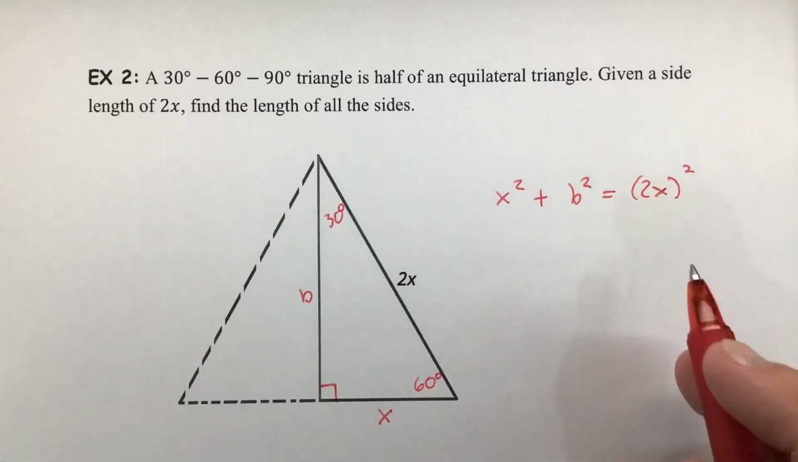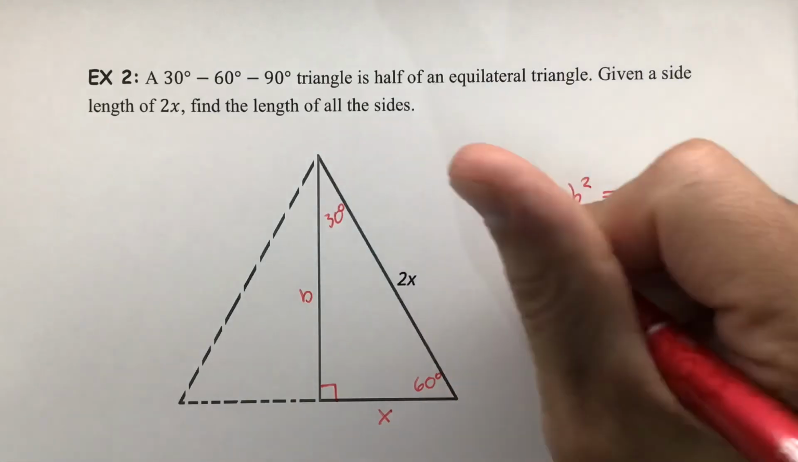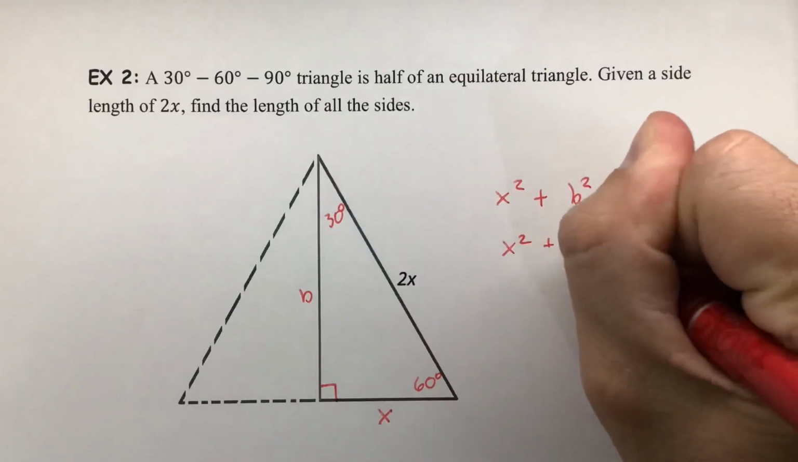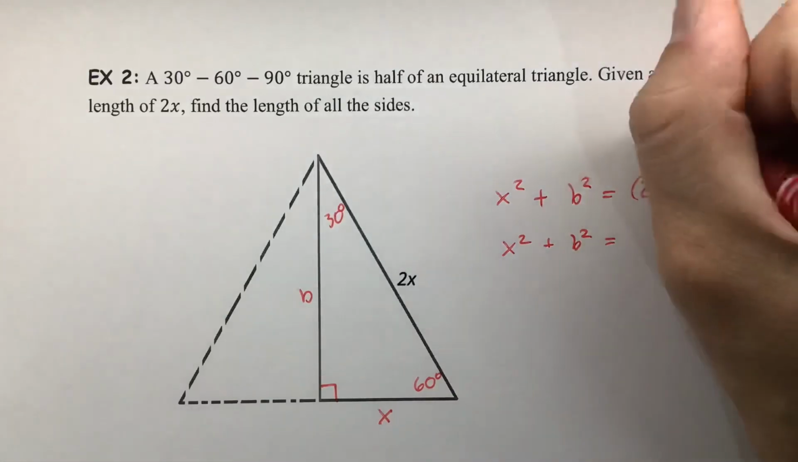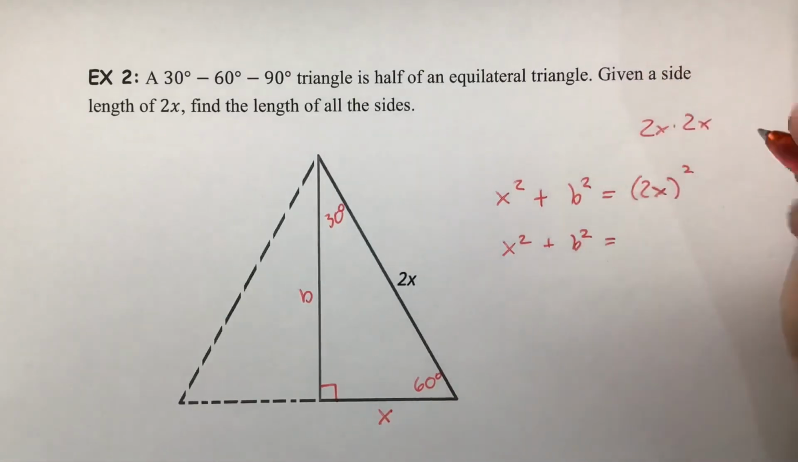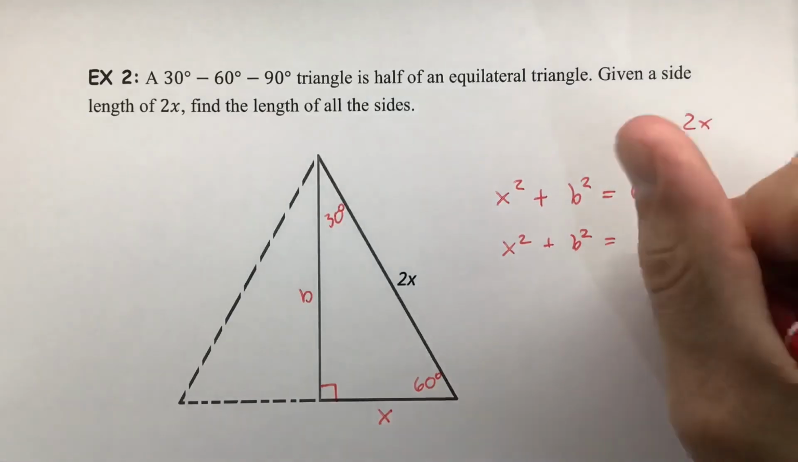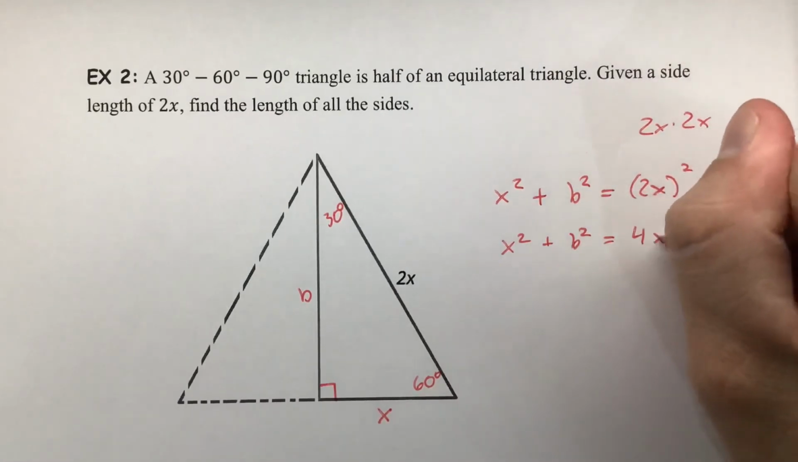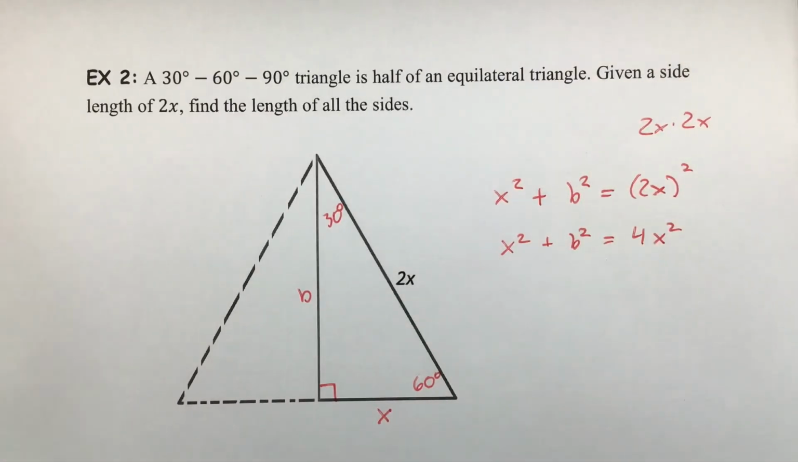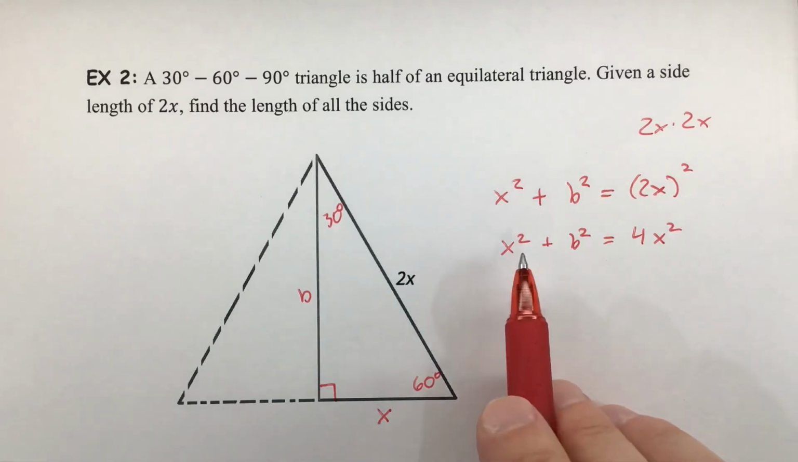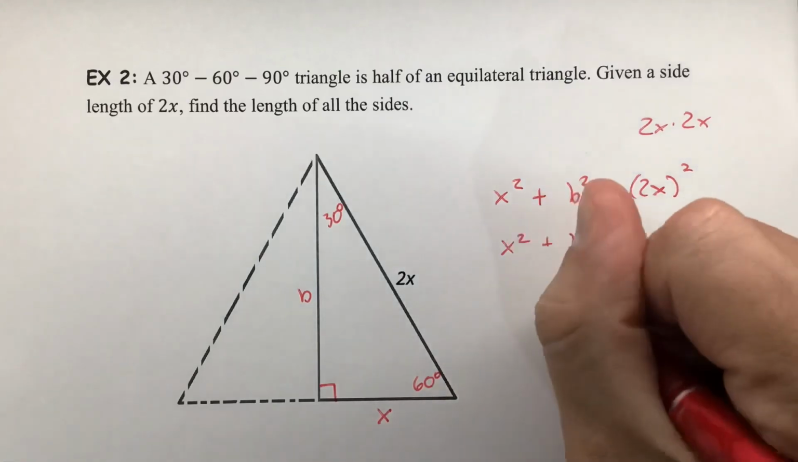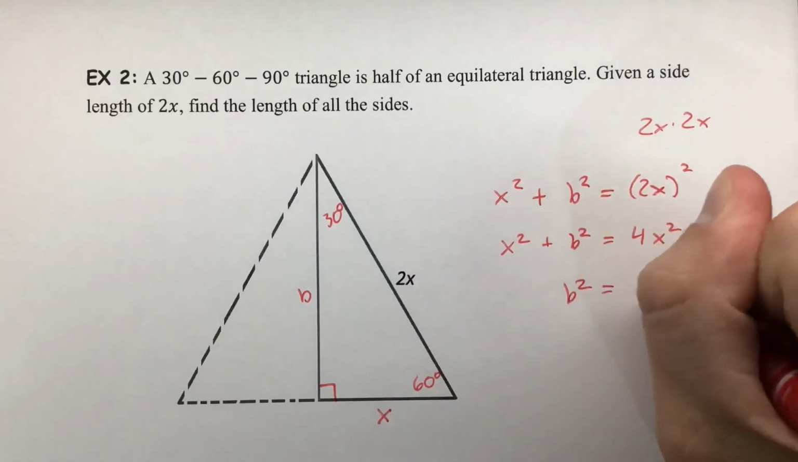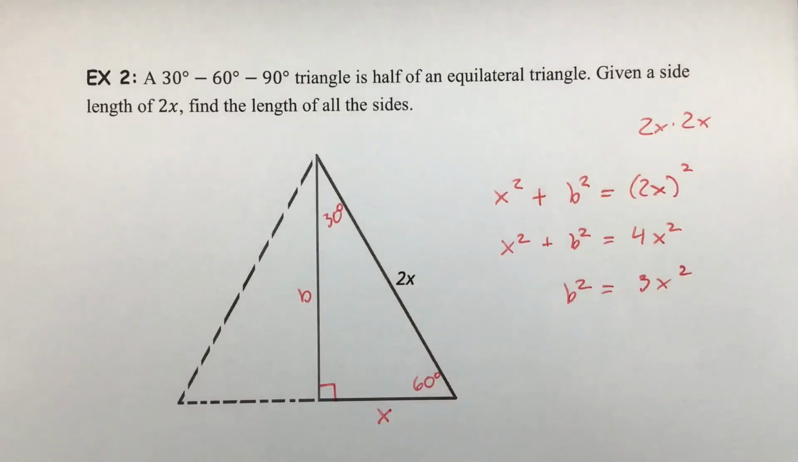Now, I guess that's actually what I'm doing right now because there isn't really anything else to do here except copy it down. So (2x) squared is 2x times 2x. The 2 times 2 is going to give you a 4, then the x times x is going to give you an x squared. Now our goal here is to figure out what is b. So I'm going to move this x squared over to there through subtraction. So b squared is going to be equal to 3x squared.